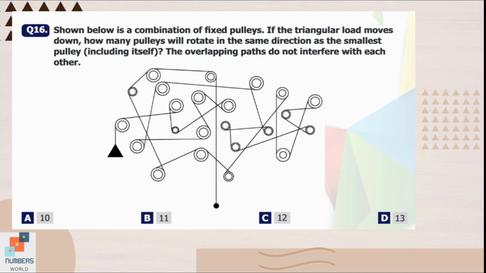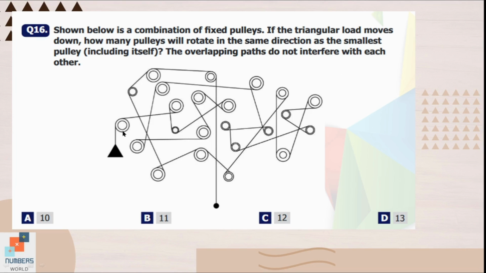Question number 16, shown below is a combination of fixed pulleys. If the triangular load moves down, how many pulleys will rotate in the same direction as the smallest pulley, including itself? The overlapping paths do not interfere with each other. So first of all, we are going to count the total number of pulleys, which are 22.